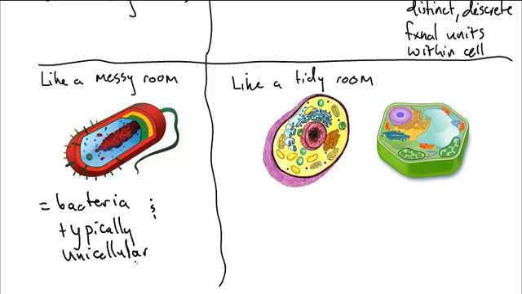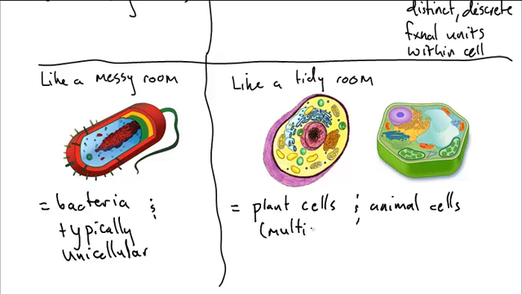In contrast, when we're talking about eukaryotics, we're talking about things like plant cells and animal cells, which are multicellular, so they usually need other cells around them to properly function. And also things like yeast, which are unicellular, meaning they don't need other cell types around them to function.